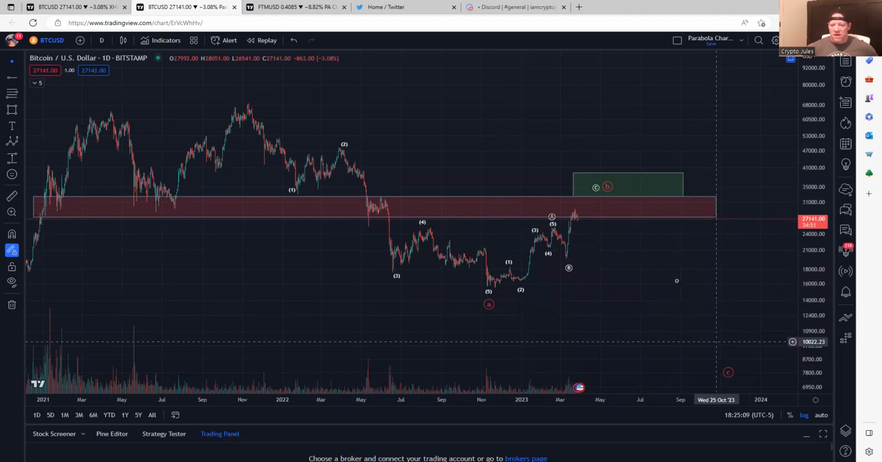And then our C wave down would take us likely below 10K, putting in our 4. And then from there, we would have a final 5th wave rally up to complete the entire cycle for Bitcoin. So that is the bearish scenario that I see as a potential scenario. We'll get into the 2 bullish counts in just a second.